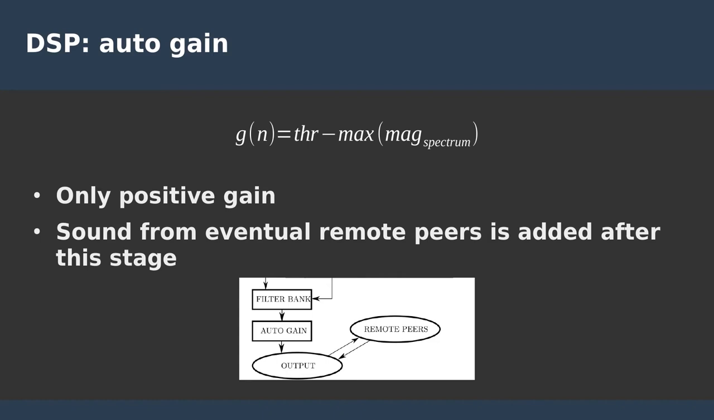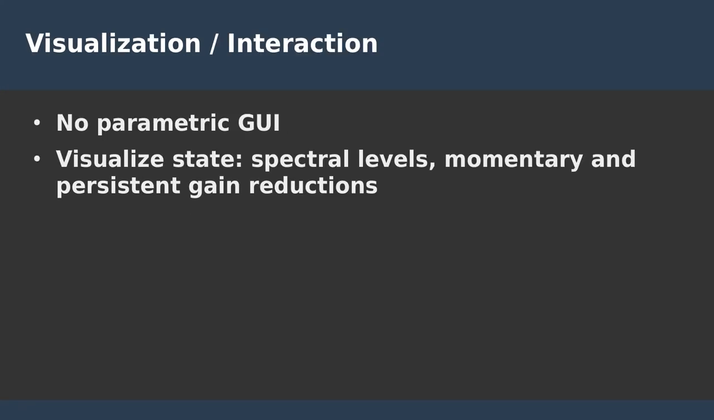When the system works with remote participation, it's only after this stage that sounds from remote participants get summed to the input. It was chosen not to process such signals, to let each instance be most reactive to its local inputs, thus affording more room for user interaction in physical space. Although the system doesn't display any parametric control, it provides a visualization of its state as a dynamic bar graph, displaying spectral levels and momentary and persistent corrections. Here is a short video of the application in action.